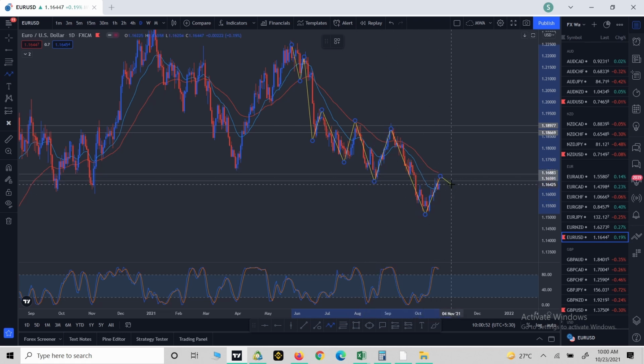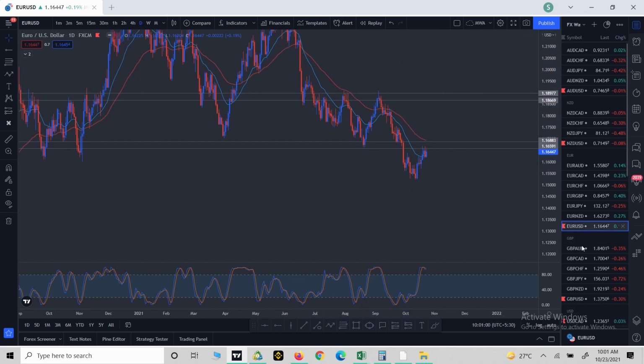So if you find any kind of bearish price action on the lower time frames H4 and H1, we can look to go short here. That's going to be the possible scenario on the EURUSD.